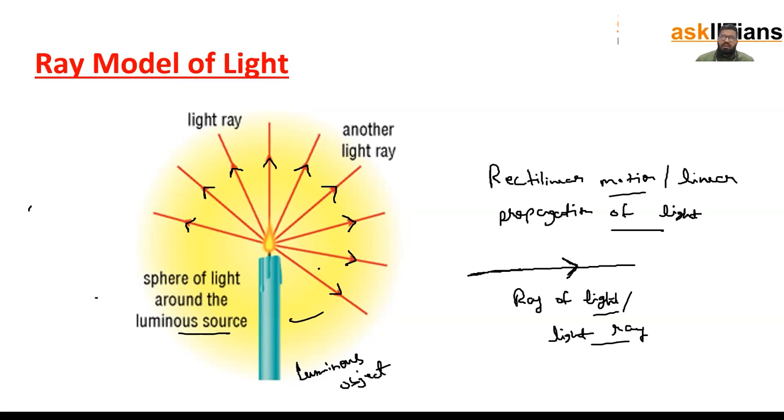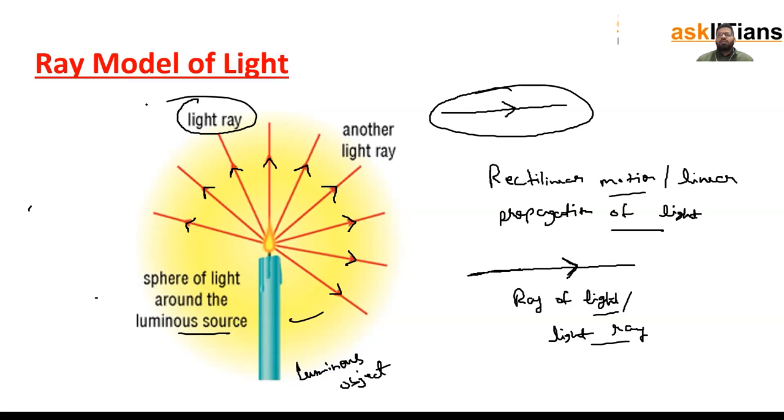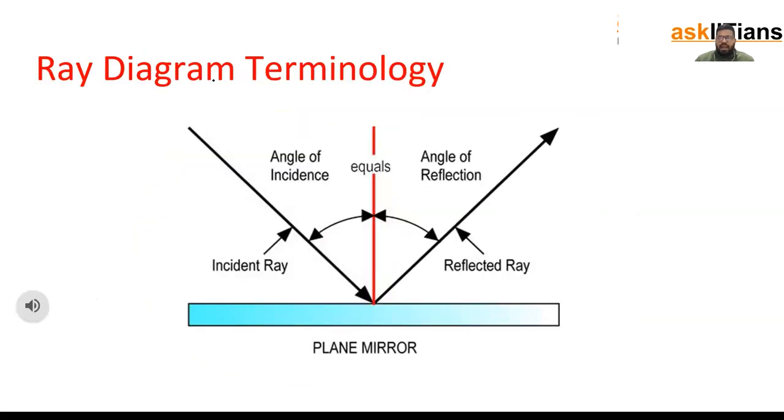Yeah. So this is the way to show the light. Whenever we are showing the light in our paper, as far as optics is concerned, we will show it with a ray, a straight line with an arrow showing the direction. So that is the process of showing the light, and we will use the word light ray for that. Whenever you draw this, this is known as a ray of light or light ray, simply. Done?